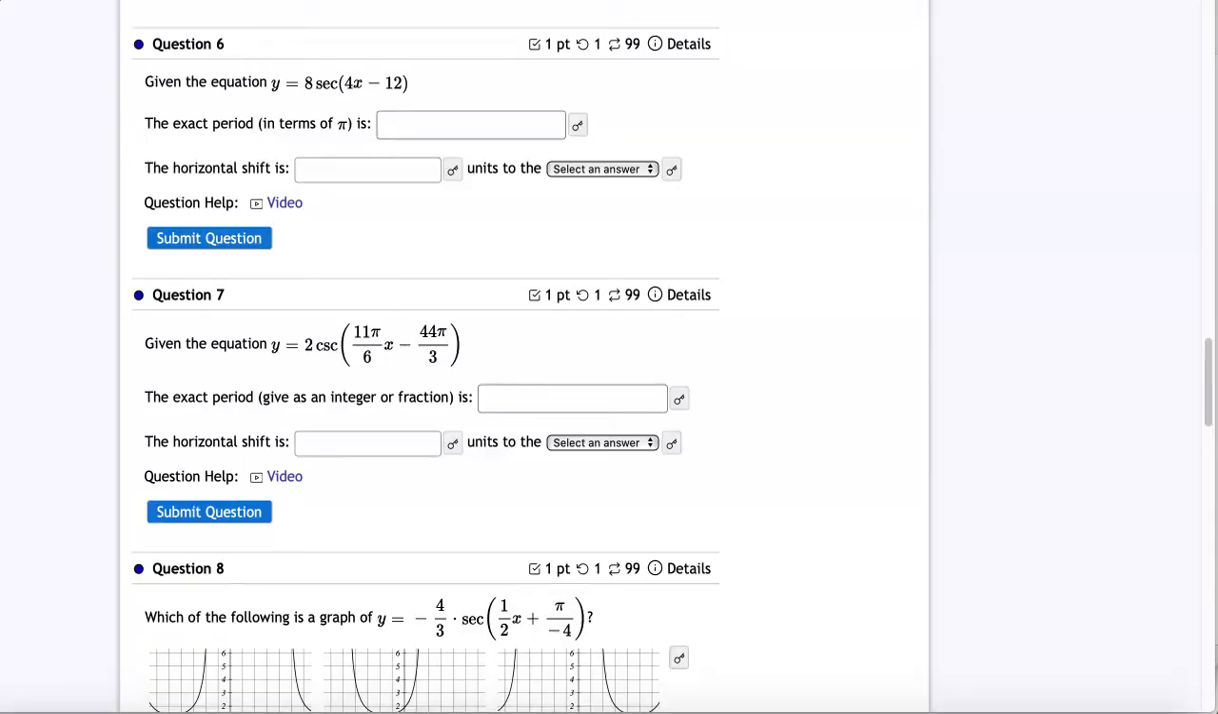The first problem I want to look at is question number 6. Just like sine and cosine, secant and cosecant have a period of 2 pi. So when we need to find the period of this function, we will do it the same way that we found the period of cosine. So the period of this function is going to be 2 pi divided by the b value, which is 4. So then this will reduce to pi halves.